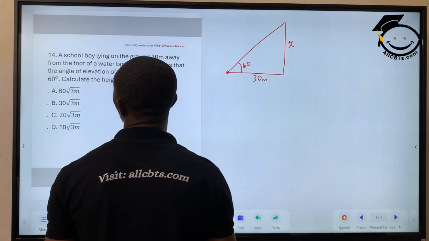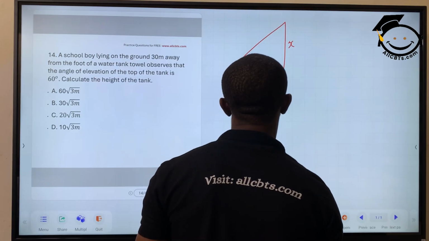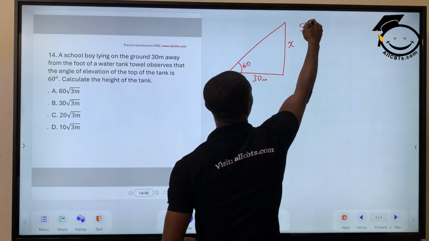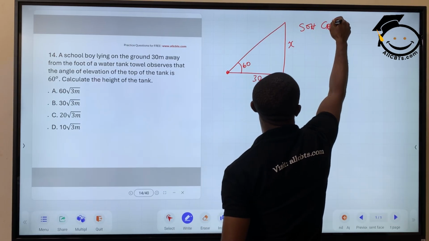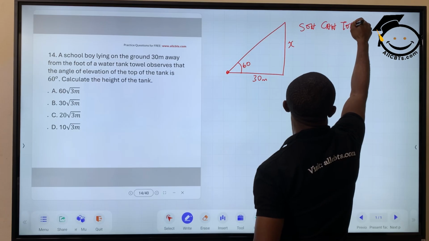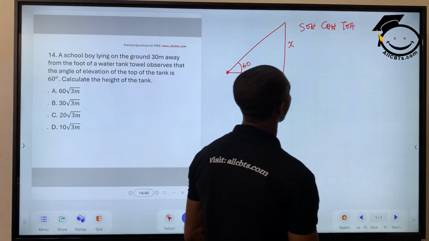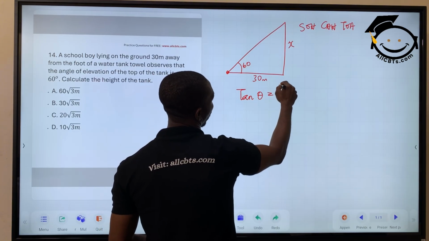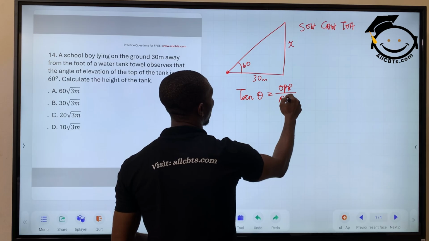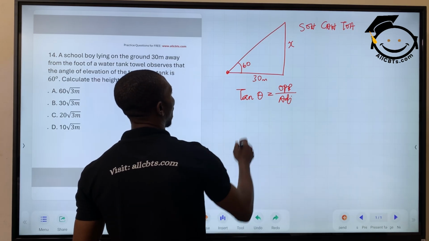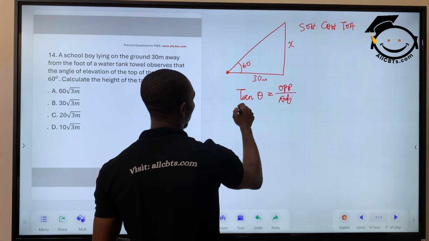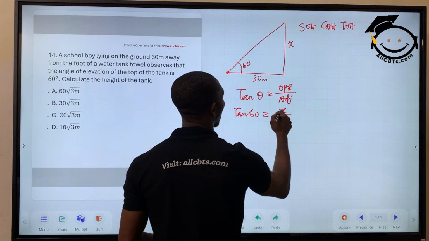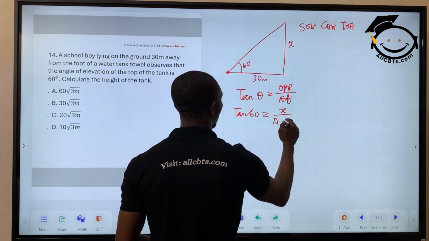All right. Now, if we are to calculate the height of the tank, we are using what we call SOHCAHTOA. In this case, we are going to use tan theta, which talks about opposite over adjacent. Our theta is given as 60, so this becomes tan 60 equals opposite, which is our x, all over adjacent, which is 30.